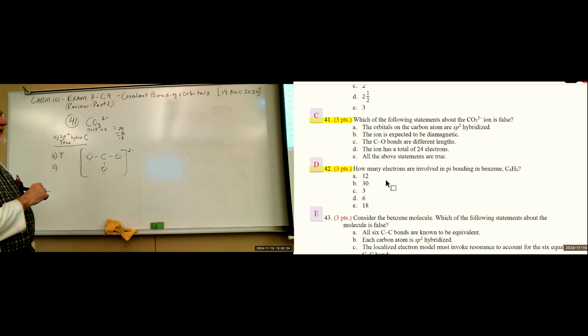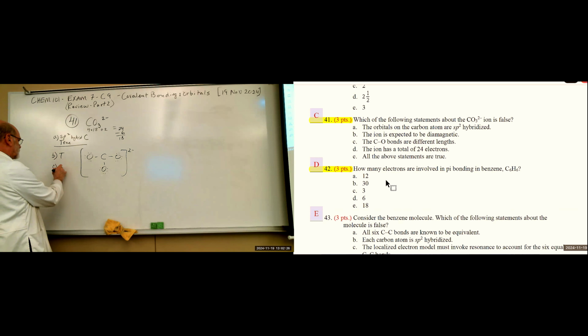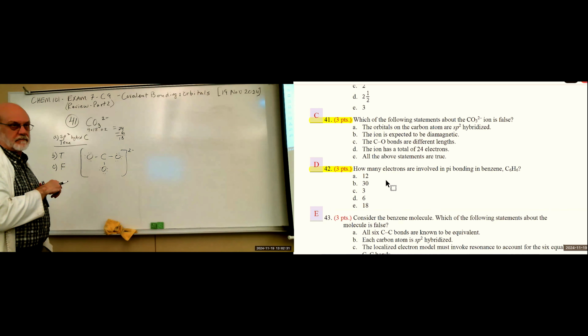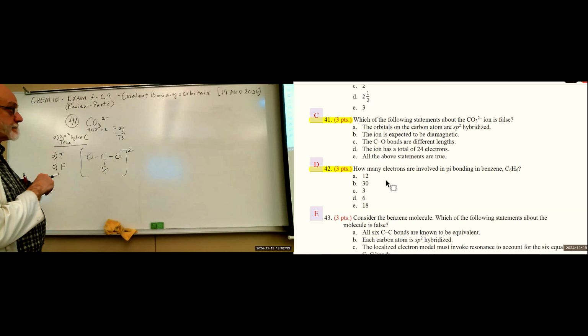C: The CO bonds are different lengths. False. Those bonds are all exactly the same length. Okay, we found it. At least the one that the authors prefer.